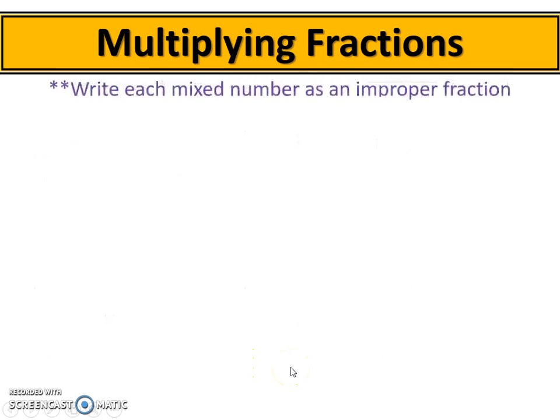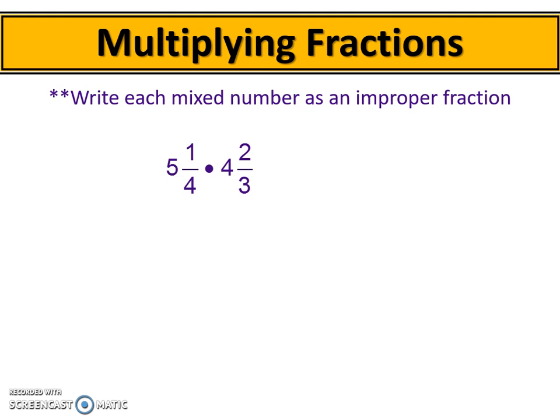All right, now if we have two mixed numbers that we're multiplying, remember that first we would rewrite each mixed number as an improper fraction, then we can use our multiplying rules. So 5 1/4 times 4 2/3. 5 1/4 is going to become 21/4. As a reminder, to change it, we're going to take our denominator times our whole number and then add that to the numerator. So 4 times 5 is 20, plus 1 makes 21 over that original denominator of 4. And 4 2/3 becomes 14/3, because 3 times 4 is 12, plus 2 is 14.